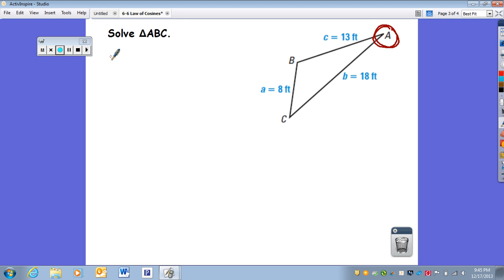So in that case, I have side A squared, which is 8 squared. And that equals B squared, which is 18 squared, plus C squared, which is 13 squared, minus 2 times 18 times 13 times the cosine of angle A. So we can see then that we're actually going to solve and find the degree measurements of that angle. So we use our calculator to simplify.